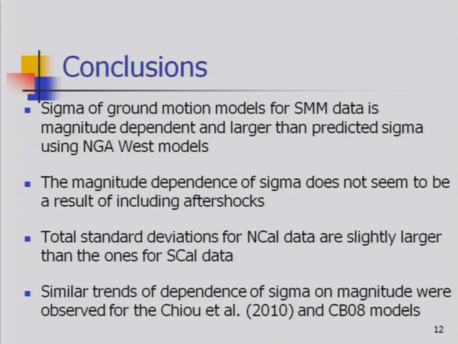We also saw that the standard deviations for the Northern California data are slightly larger than for Southern California data. And finally, both the Chiou et al. model and the Campbell and Bozorgnia 08 model using the same small to moderate magnitude data set showed the same trends of magnitude dependence of sigma.